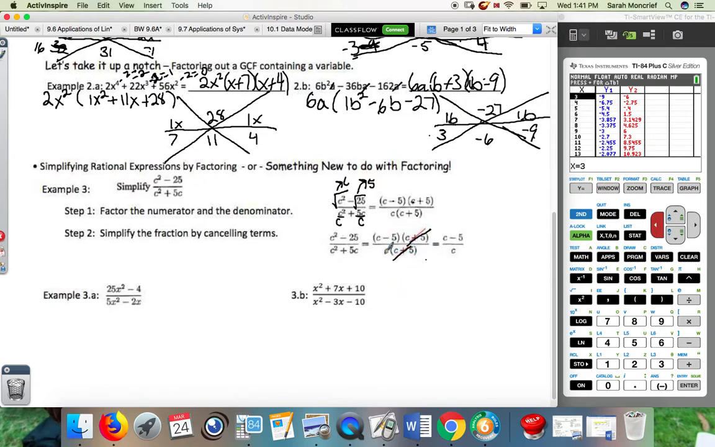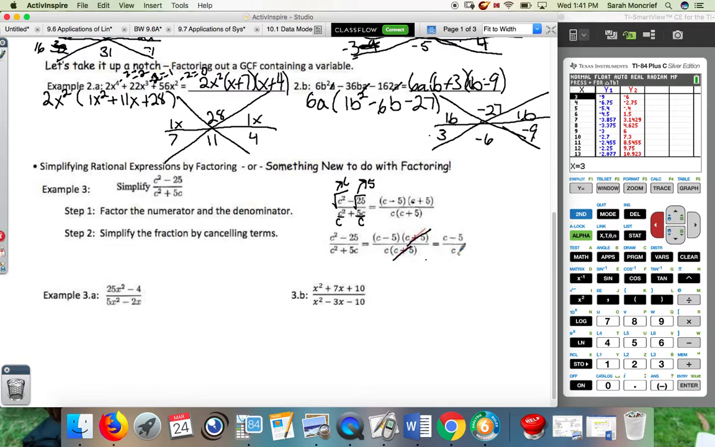And we have a c down here. Do we have just a c alone on top? No, the c at the top is connected to c minus 5, so we can't cancel those out. So that means we're left with c minus 5 all over c. And that's our answer. That is our simplified rational expression: c minus 5 over c.